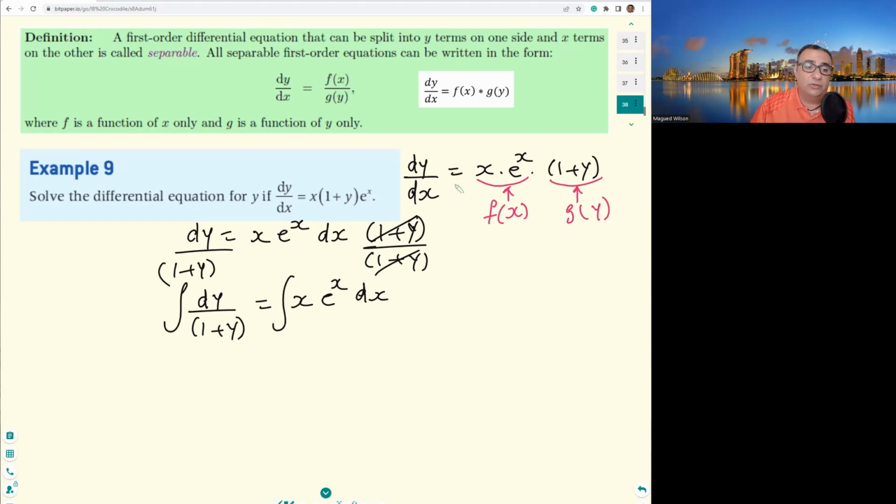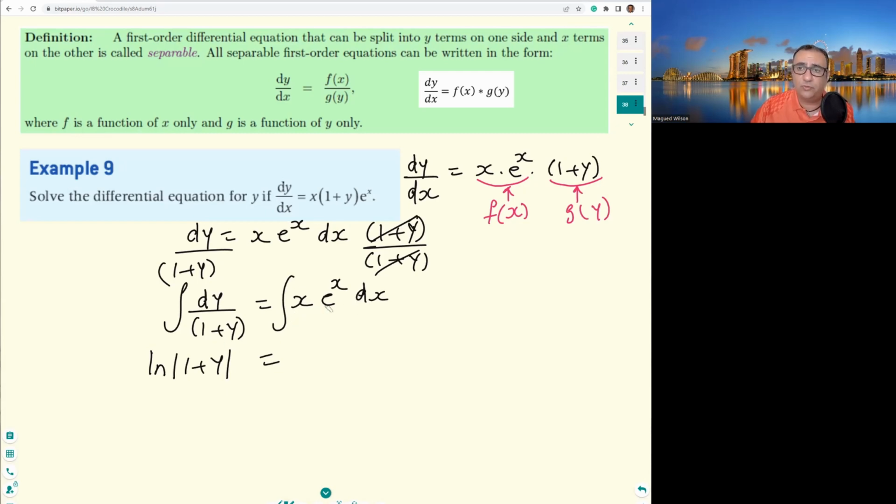So when you look at the left-hand side here, we have dy over 1 plus y. I can use inspection. The denominator here is 1 plus y. The derivative of the denominator is 1 in terms of y, right? The derivative of 1 is 0, the derivative of y is 1, which is actually up here in the numerator. So if the numerator is the derivative of the denominator, you can just say right away the integration is ln of the absolute value of the denominator. So this is just by inspection. Now, the other side, here we have x times e to the power of x.